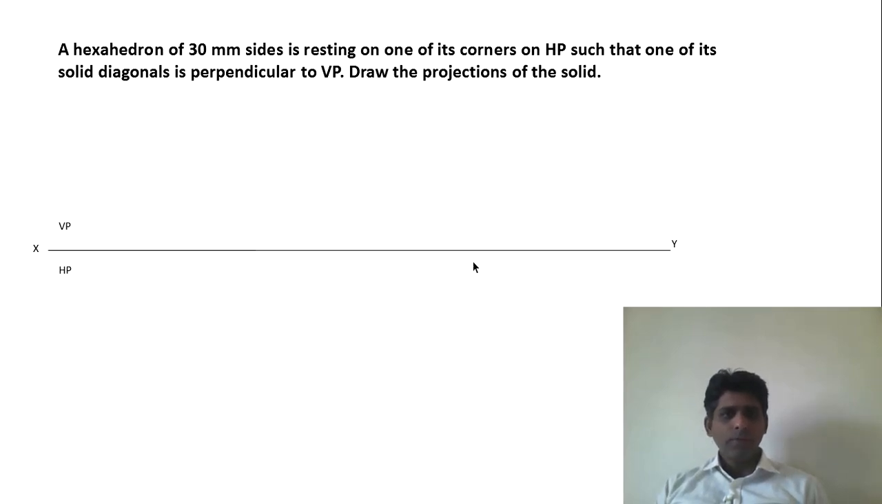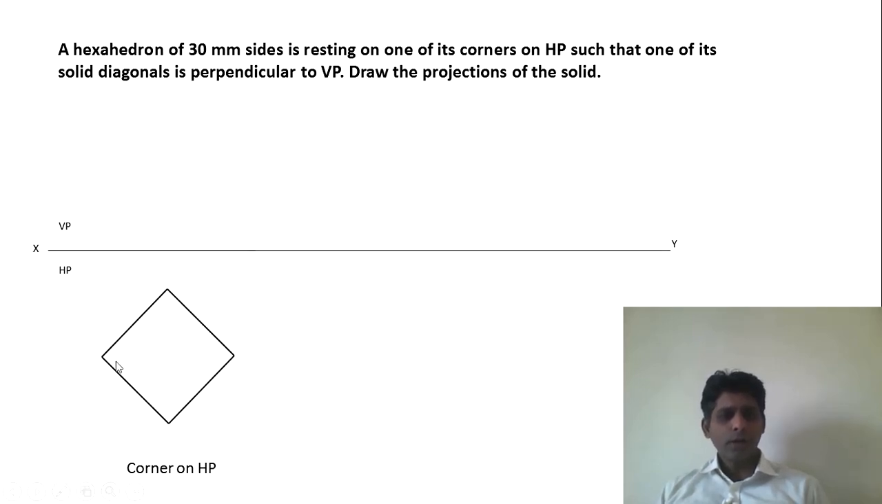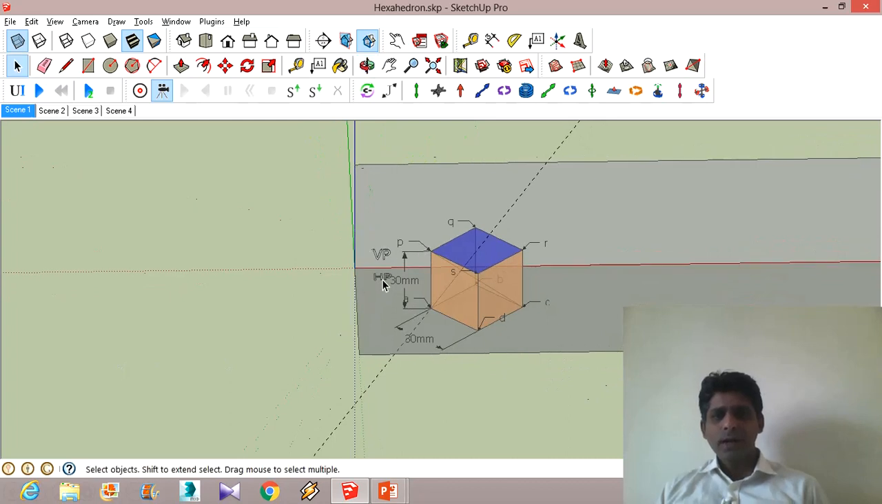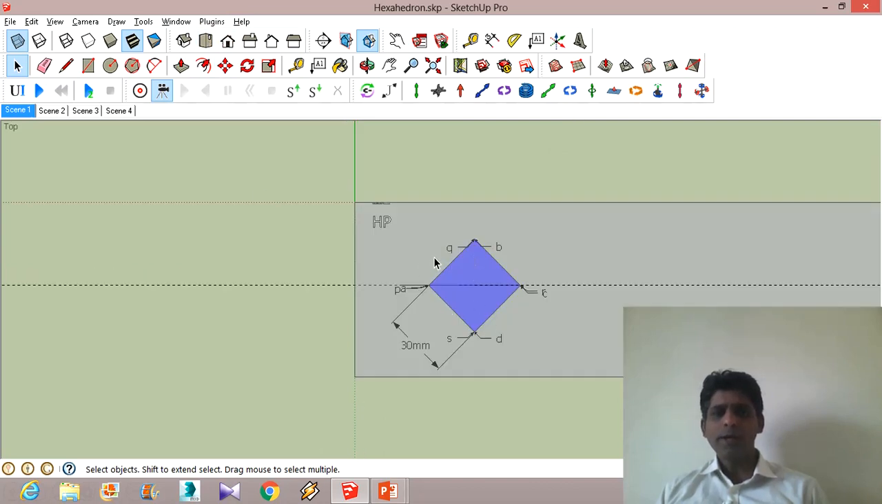We will start the problem by drawing the XY line, marking VP and HP, and it is resting on one of the corners on HP. So we need a corner. In this case, what I plan to do is I'm going to rest it on corner A. So we need one corner. So in the top view, we have to draw it like this. That means this has to be drawn at 45 degrees. The square has to be drawn at 45 degrees.